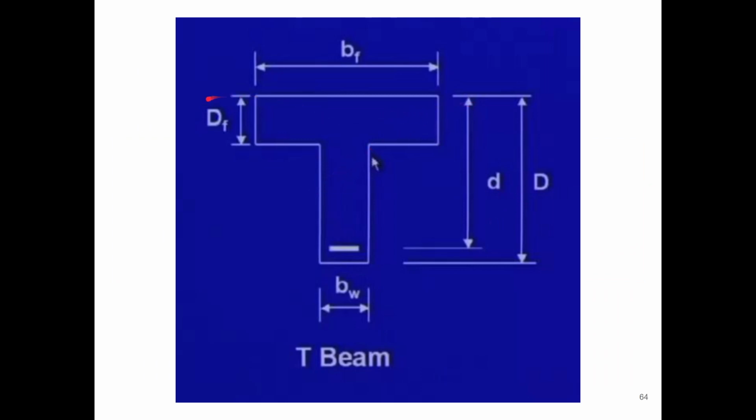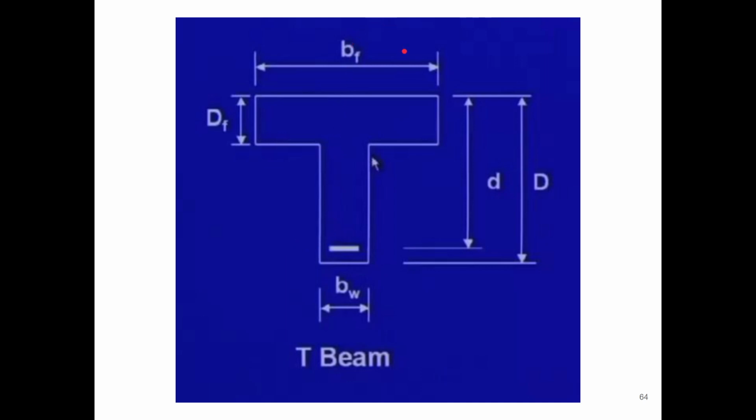Basically, a flange section has an extending part in the beam, which comes from the slab when they are monolithically cast together. So it acts as one unit, although it is basically two. That is mainly used for strengthening the member, adding additional strength. Because of that, it is used.